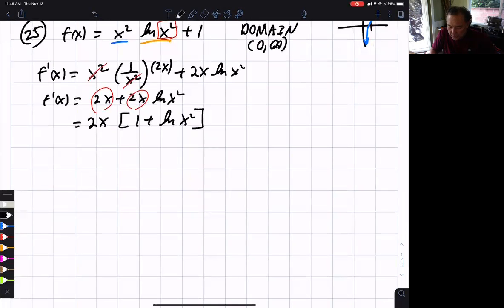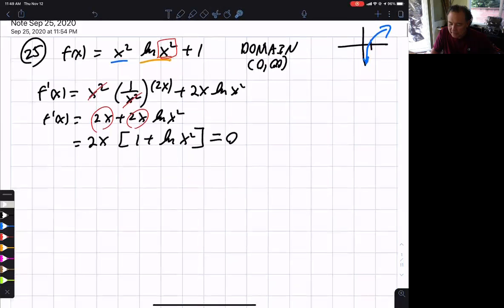So to have critical points, I need to know when this is 0. This is never undefined other than on the domain. So on this domain, ln of x squared is always defined. So we're not going to have any undefined points. So our derivative will always exist. But we set each factor equal to 0.